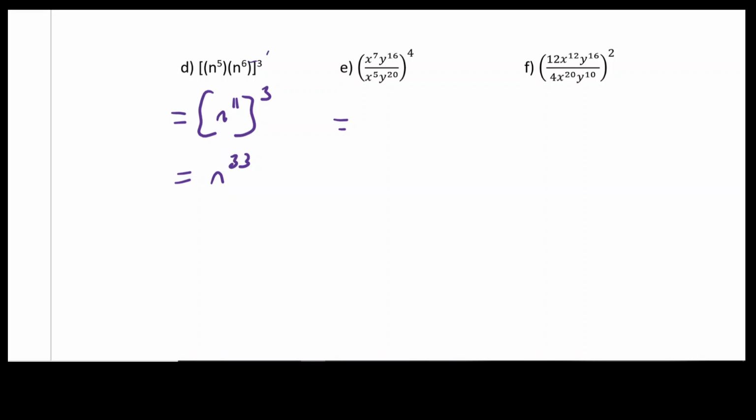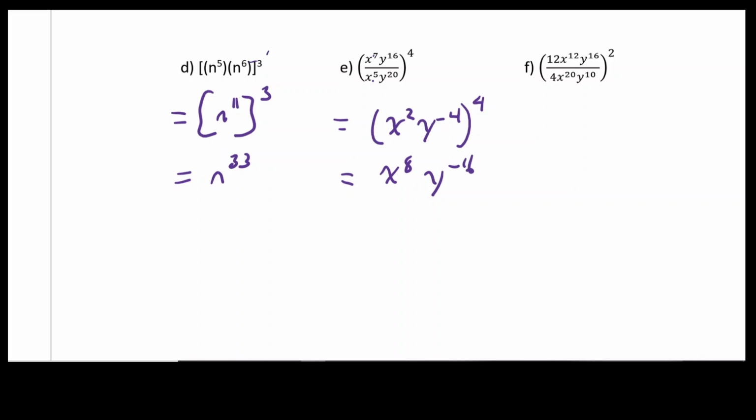I would do E the same way, so I'd work inside the brackets first. X to the 7 divided by x to the 5. That's the subtract the powers rule. You get x to the 2. Y to the 16 over y to the 20 is y to the negative 4, because you're doing 16 take away 20. And then I have that all to the power of 4. Multiply the powers here, because you've got 2 powers. You've got a power on the inside and a power on the outside. So that's the power on a power. Multiply the power rule, and you get x to the 8, y to the negative 16.